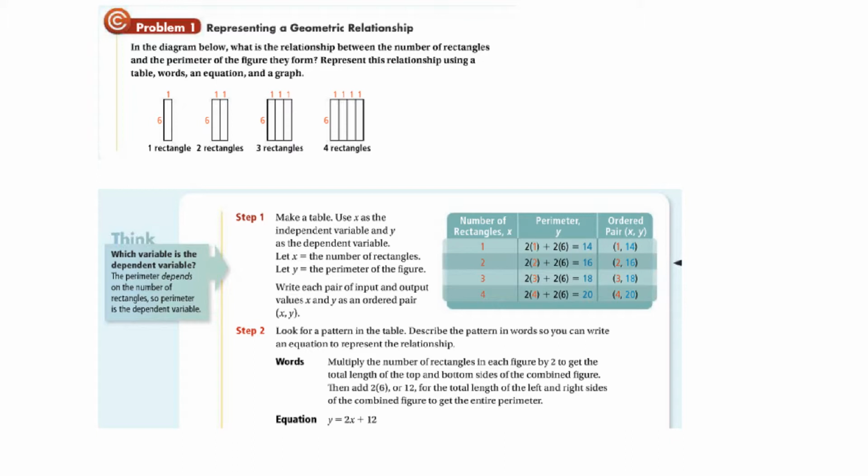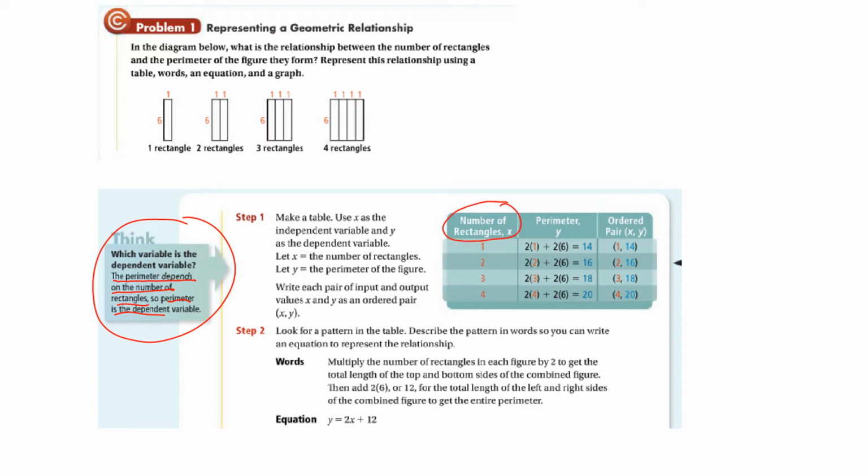If we look here at problem 1, we're trying to find the relationship between the number of rectangles and the perimeter of the figure that they form. We're going to represent it using a table, words, an equation, and a graph. So think first which one is dependent and which one is independent. The perimeter depends on the number of rectangles, so perimeter is dependent, which means the number of rectangles would be independent. So I use this to set up my chart.